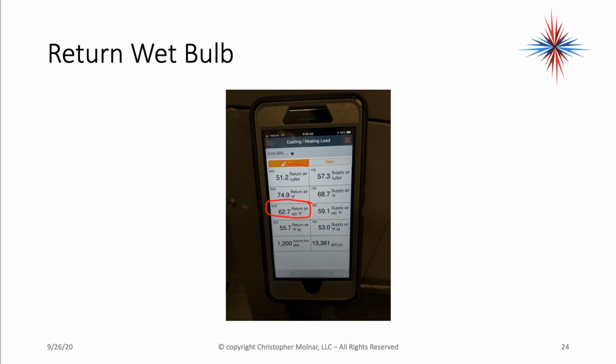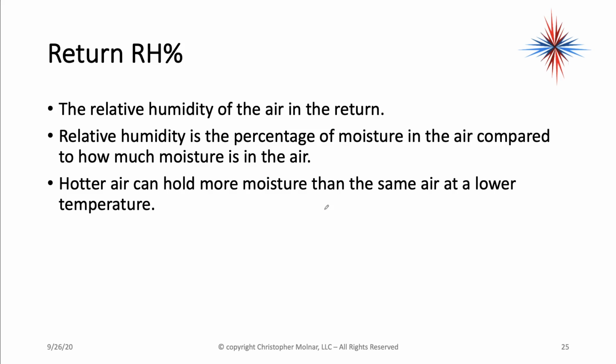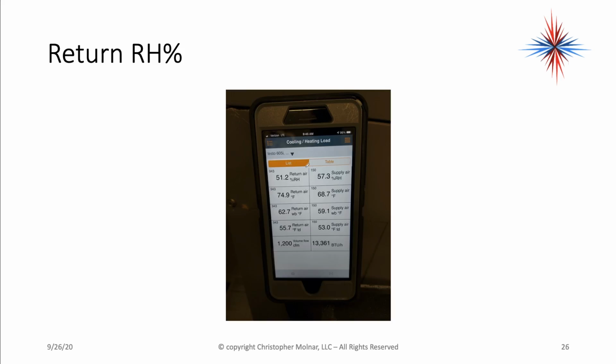Now I do have a return air relative humidity. We'll talk about that in a minute. Return relative humidity is the relative humidity of the air in the return. Relative humidity is the percentage of moisture in the air compared to how much moisture the air can hold. Hot air can hold more moisture than the same air at lower temperatures. So again, I have a return relative humidity of 51.2%.